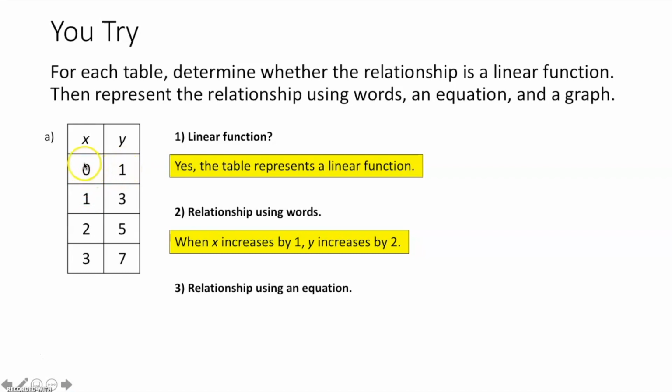So, okay, let's try that. 2 times 0 plus 1 gives me 1. What's 2 times 1? 2. Plus 1 gives you 3. Okay, that works too. What's 2 times 2? That's 4. Plus 1 is going to give you 5.